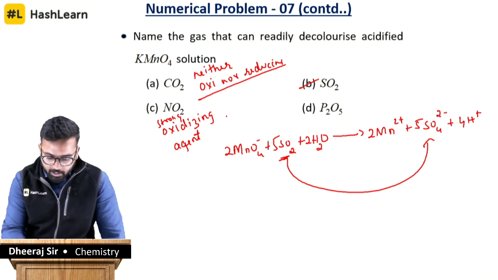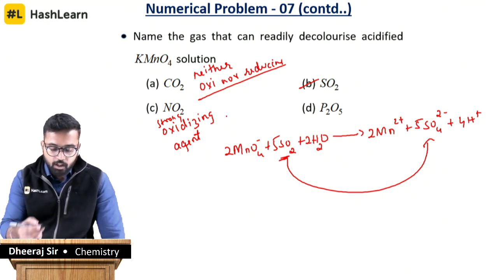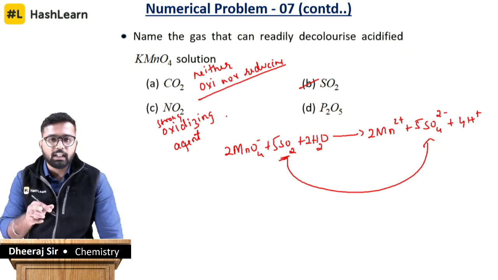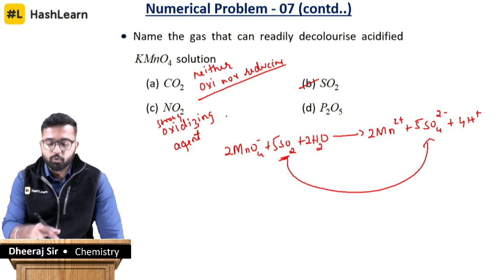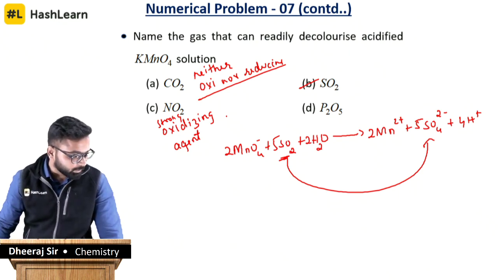So P2O5, phosphorus pentoxide here again does not have a big role to play, just like carbon dioxide. So you have to juggle between sulfur dioxide and nitrogen dioxide, and sulfur dioxide wins because that is the reducing agent which is going to reduce acidified potassium permanganate.